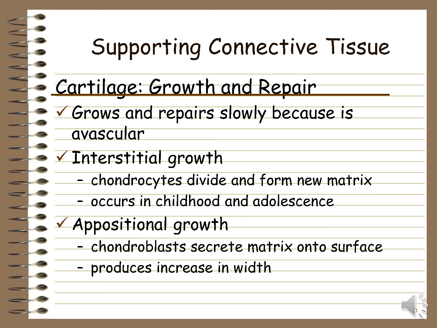The second time period is appositional growth, and appositional growth starts in adolescence and goes through the rest of your lifespan. And appositional growth looks at how we now have chondroblasts that are going to secrete a new matrix outside of the cell, and we're no longer increasing the number of cells, but we're actually increasing just the matrix outside of it by the chondroblasts creating new matrix. This then increases the width of the cartilage.